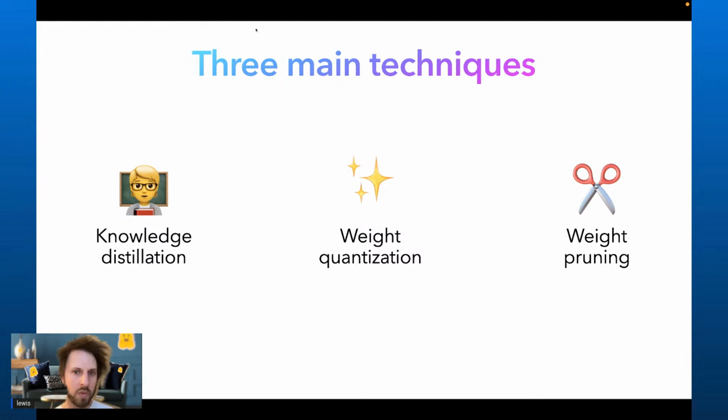The other one is weight quantization, where we discretize the weights inside the trained model. This allows us to do faster computations because we're dealing with less floating point operations.